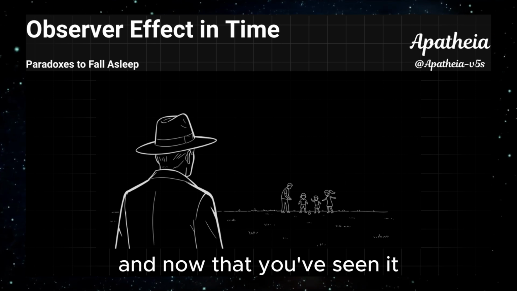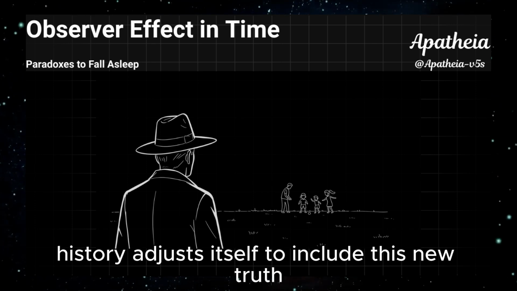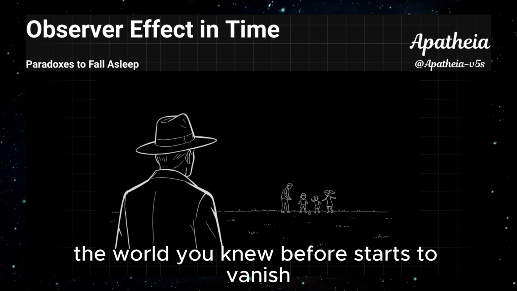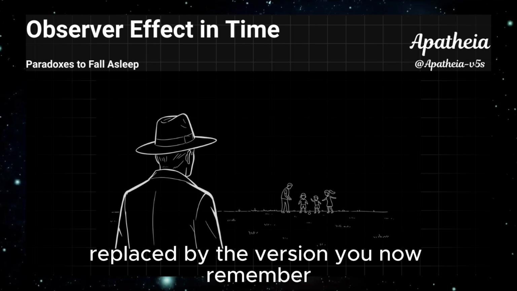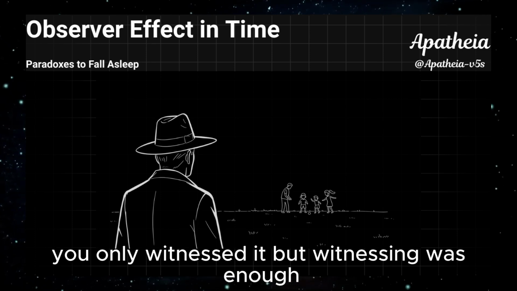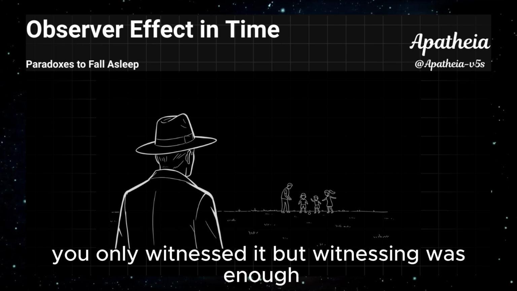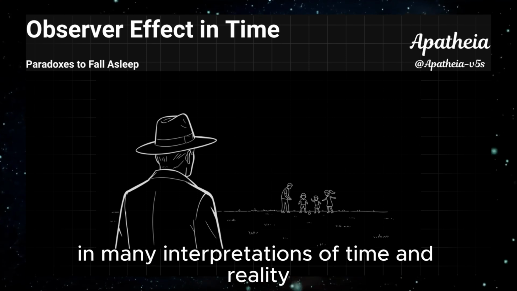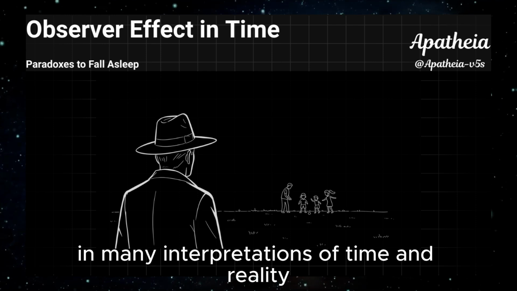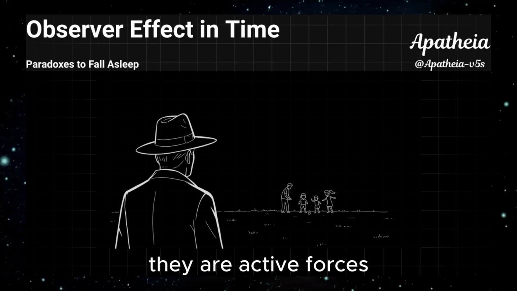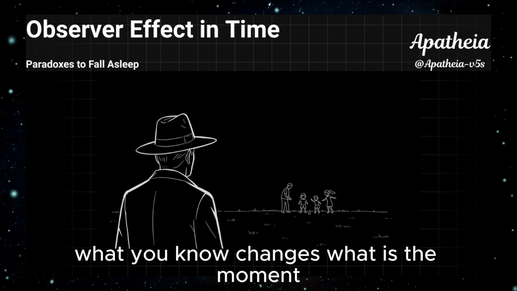And now that you've seen it, your memories shift. History adjusts itself to include this new truth. The world you knew before starts to vanish, replaced by the version you now remember. You didn't change the past, you only witnessed it. But witnessing was enough. This paradox becomes even deeper when we realize that in many interpretations of time and reality, observation and awareness are not passive, they are active forces. What you know changes what is.